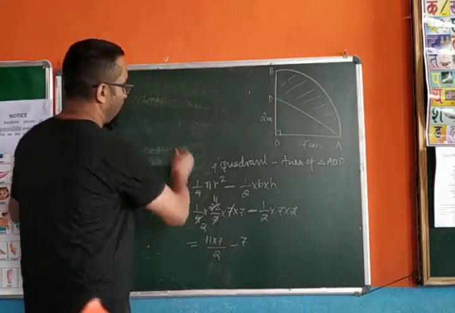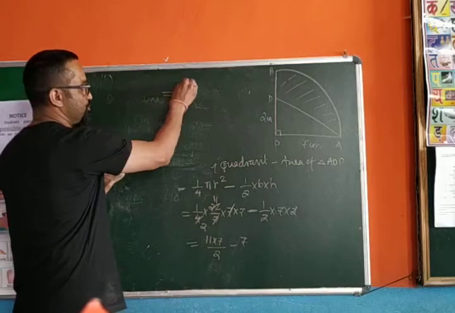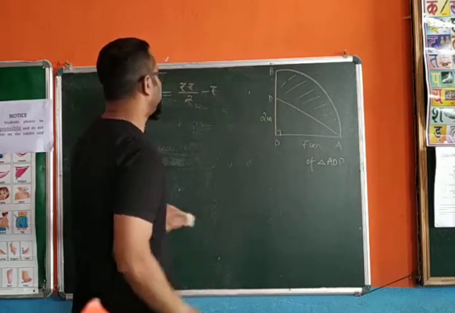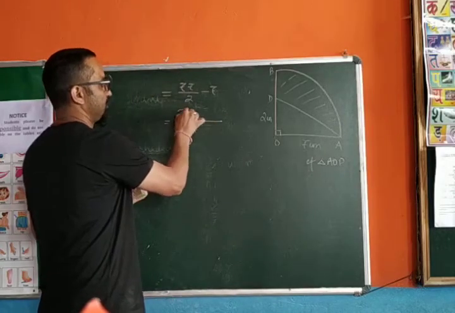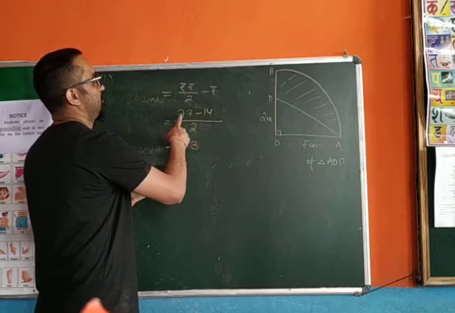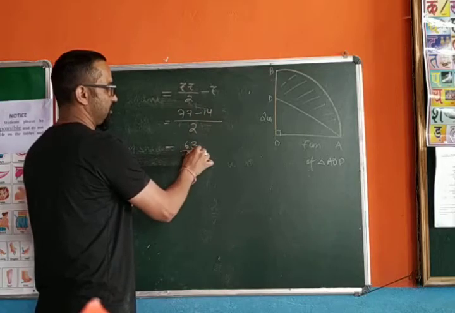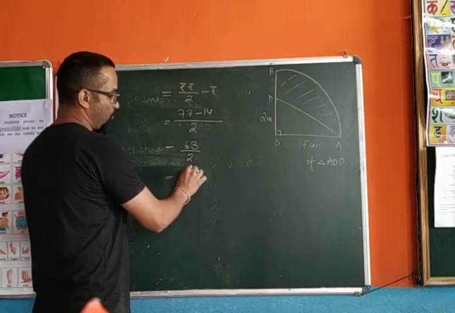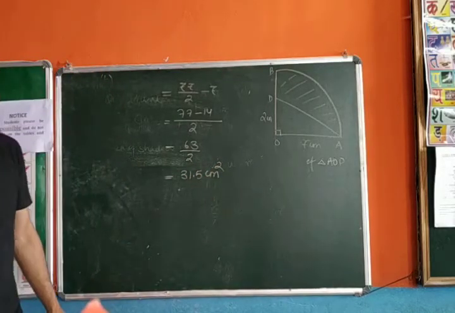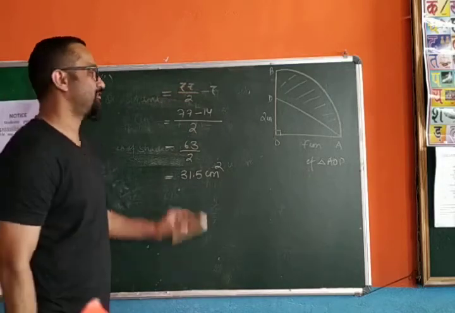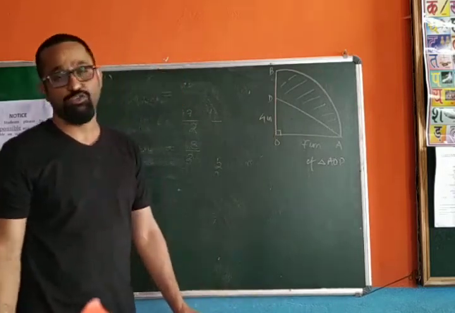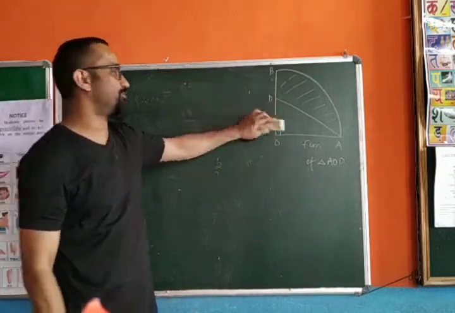You have fraction and a whole number, so area of shaded region equals 77 divided by 2 minus 7. Take LCM. LCM is 2. 77 minus 14. 7 minus 4 is 3. 3. 7 minus 1 is 6 divided by 2. It is 31.5 centimeters square. 31.5 centimeters square is the area of the shaded region. In book this value is given 4. I have done calculation with 2. So same question you can solve it with 4.